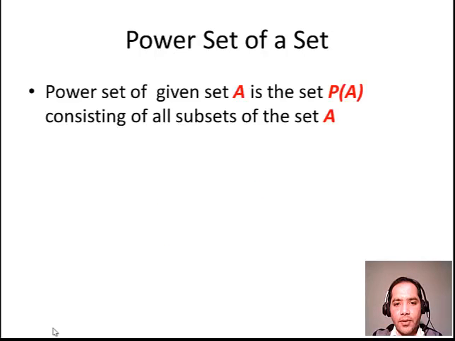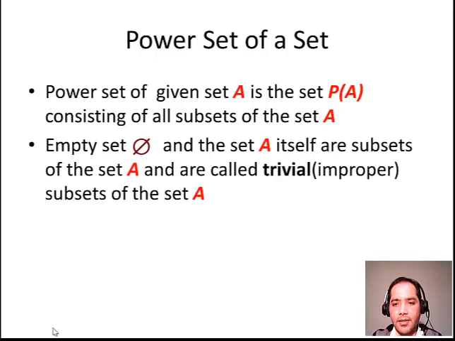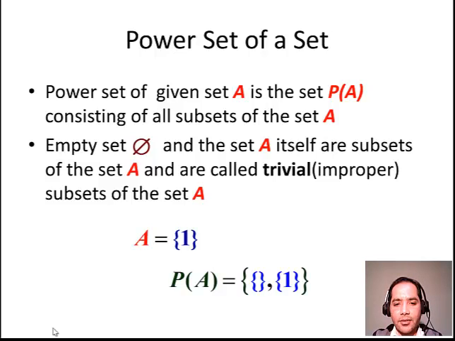Power set of a set. The power set of a given set A is the set P(A) consisting of all subsets of the set A. The empty set and the set A itself are subsets of the set A and are called trivial or improper subsets of the set A. As A = {1}, the two subsets are the empty set and {1} itself. If we write them in another set, this is called the power set of A.